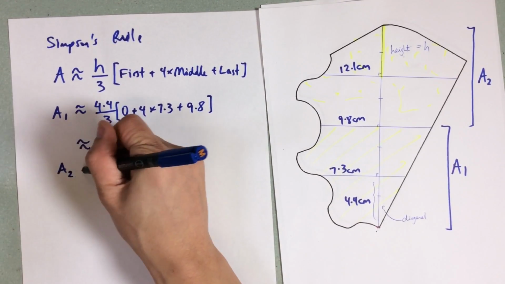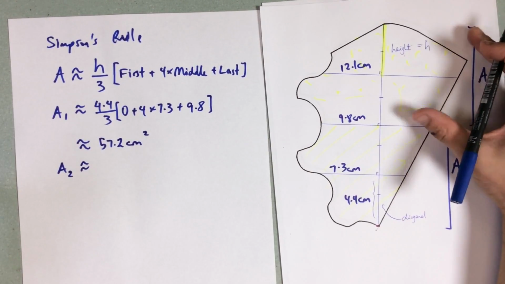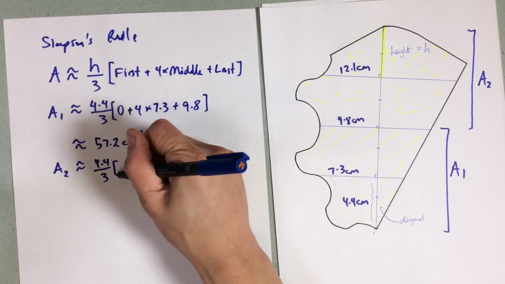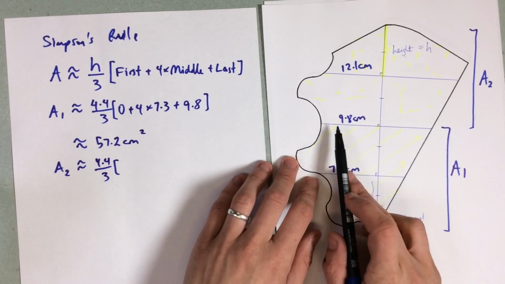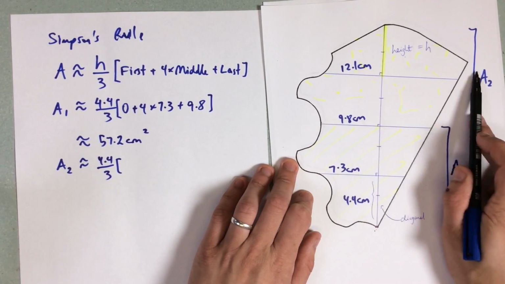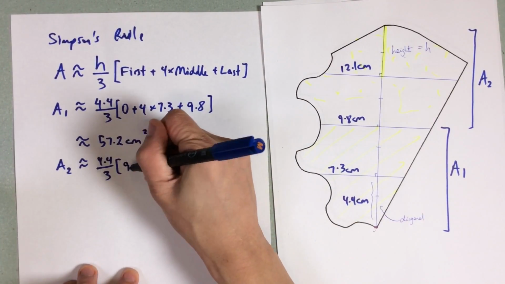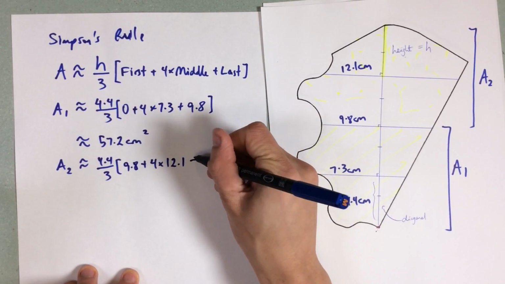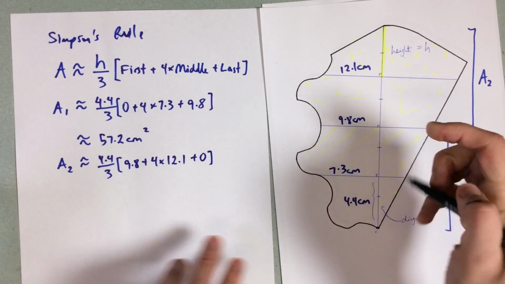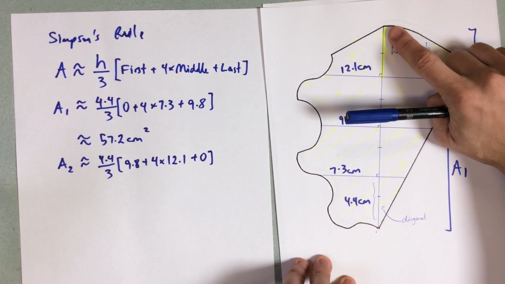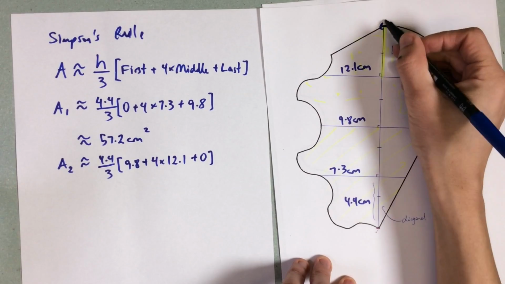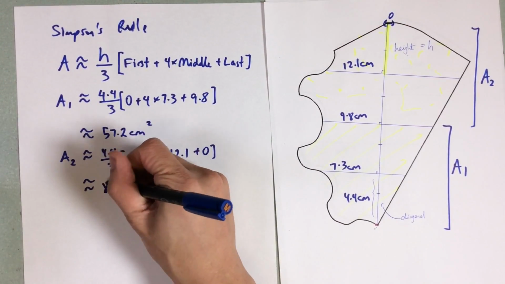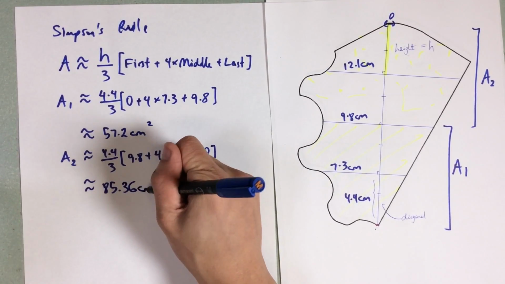I'm going to repeat the process for the top area up here, A2. The height is the same, still 4.4 divided by 3, but my first, middle, and last are now completely different numbers. So I'm going to have 9.8 plus 4 lots of 12.1 plus the last one, which is 0, because just like I started, I'll end at a point up there, where the width is actually 0. Again, punch that in, and the number I calculated was 85.36 centimeters.